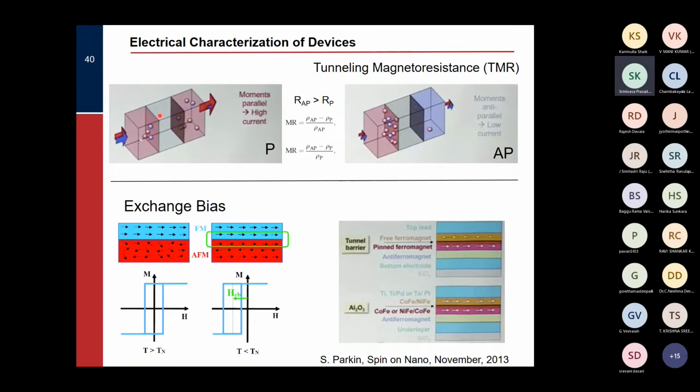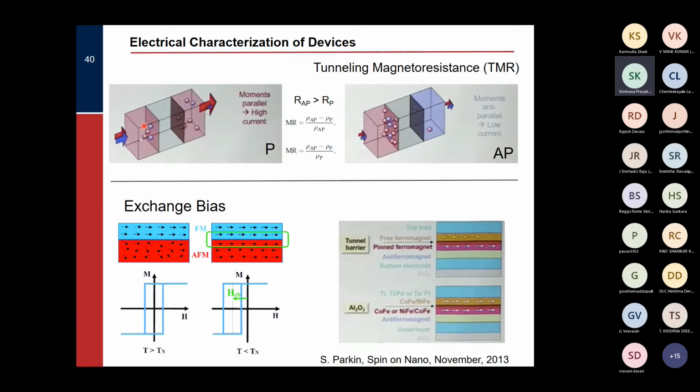So the geometry is quite the same, but the mechanism in which the current travels will be slightly different. Here it is an insulating layer, let's say an oxide layer like magnesium oxide or aluminum oxide, something like that. So here basically the spins will have to tunnel from here to here.